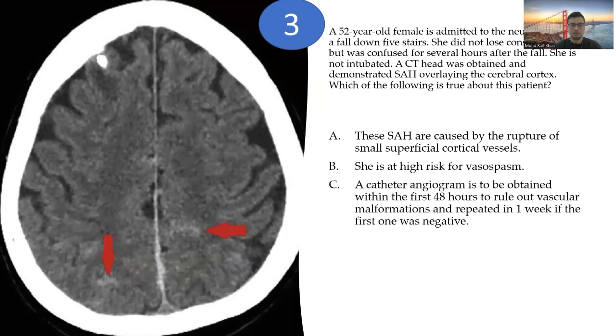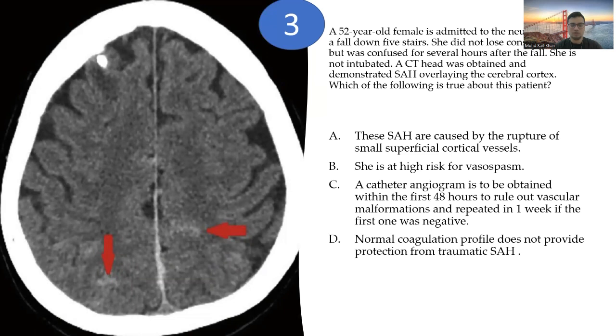A catheter angiogram is to be obtained within the first 48 hours. Normal coagulation profile does not provide protection from traumatic SAH. Low risk of large arterial stroke is there. So we will examine each of these options one by one.